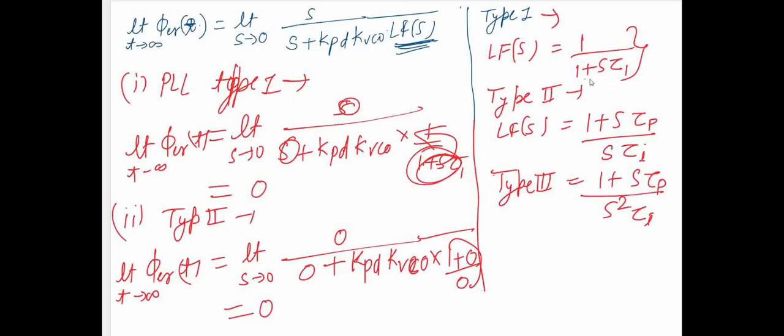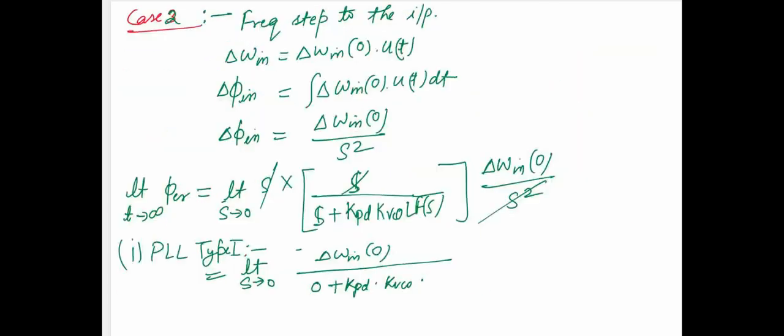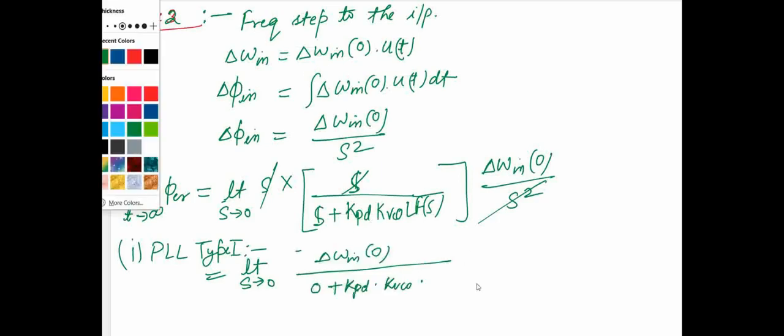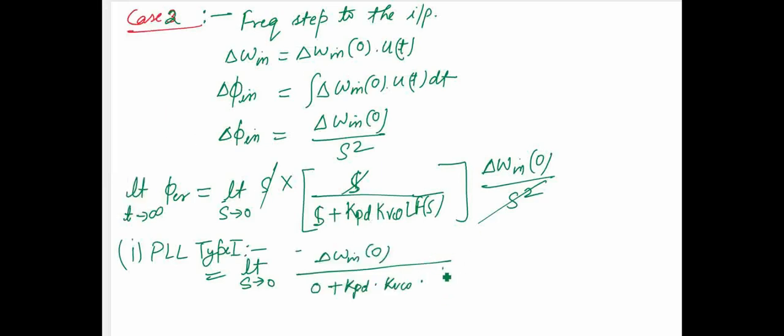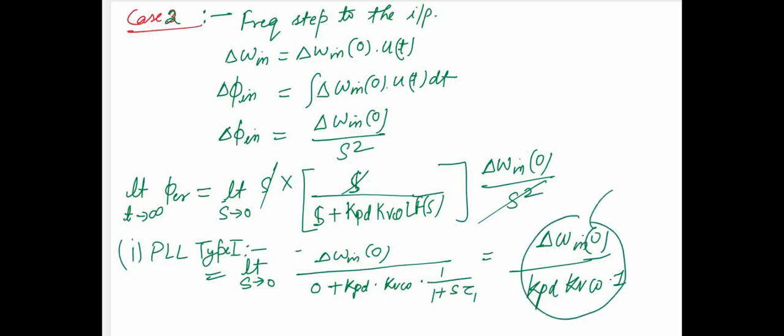What is the value of LF(s)? This is 1 by 1 plus s tau 1. Okay, so let's put s equal to 0. So this is 0 and it will become 1 by 1. And so it will become del omega in 0 by Kpd Kvco. Since this is constant, the PLL is locked.